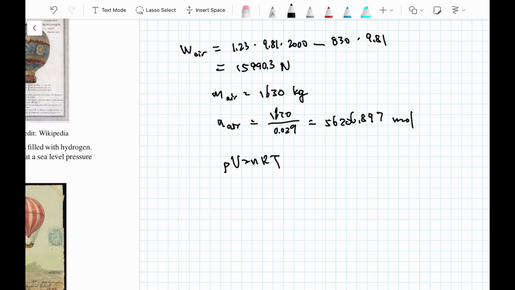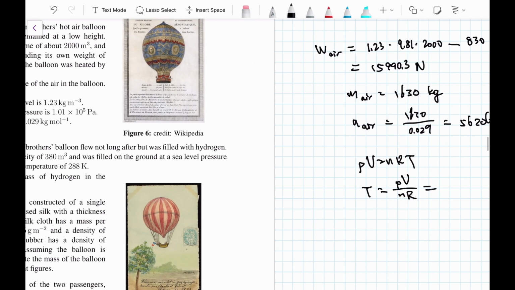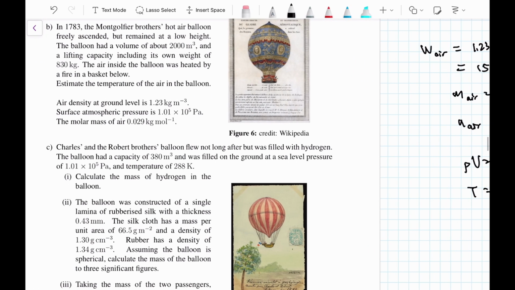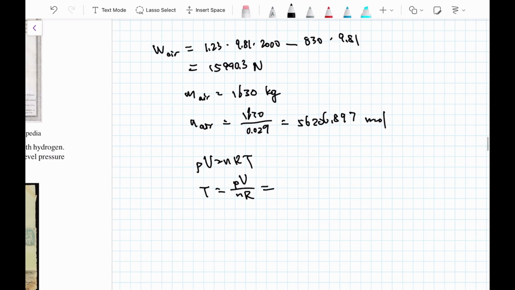And then the ideal gas equation, PV is equal to nRT. In this case we know the number of moles and we want to calculate T, so T is equal to PV over nR. The pressure in this case wouldn't change, because the pressure of the expanded gas inside the balloon should cancel out with the pressure of the air outside the balloon, or else the balloon will either expand or shrink. So it has to be equal to the atmospheric pressure.